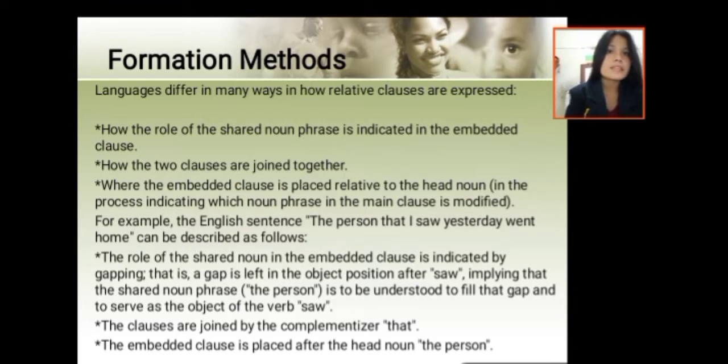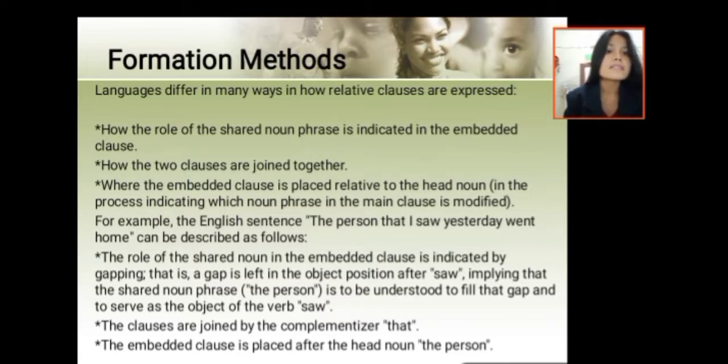Relativization methods. Languages differ in many ways in how relative clauses are expressed. First, how the role of the shared noun phrase is indicated in the embedded clause. Second, how the two clauses are joined together. Third, where the embedded clause is placed relative to the head noun. And fourth, the process of indicating which noun phrase in the main clause is modified.